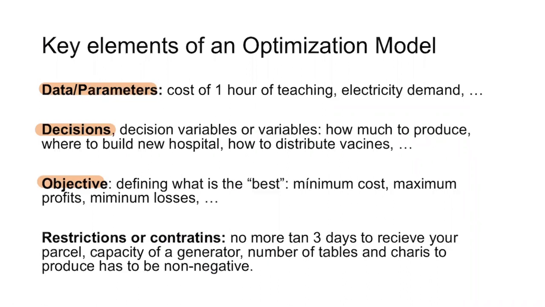And then you also have constraints, or sometimes they're called restrictions. A typical constraint is like, I cannot produce more than the capacity of my generator, or I don't want to wait more than three days to receive the package that I bought online. Or, if you want to produce tables and chairs, you cannot produce negative tables and chairs. There are some typos here. So these four elements are important.